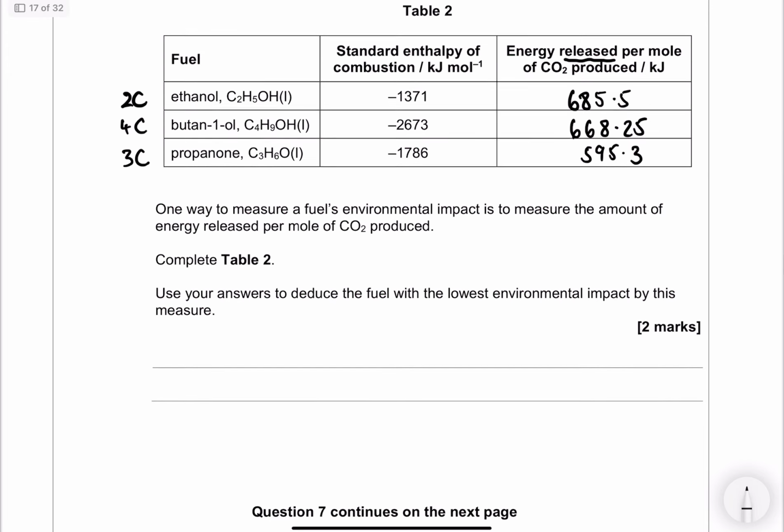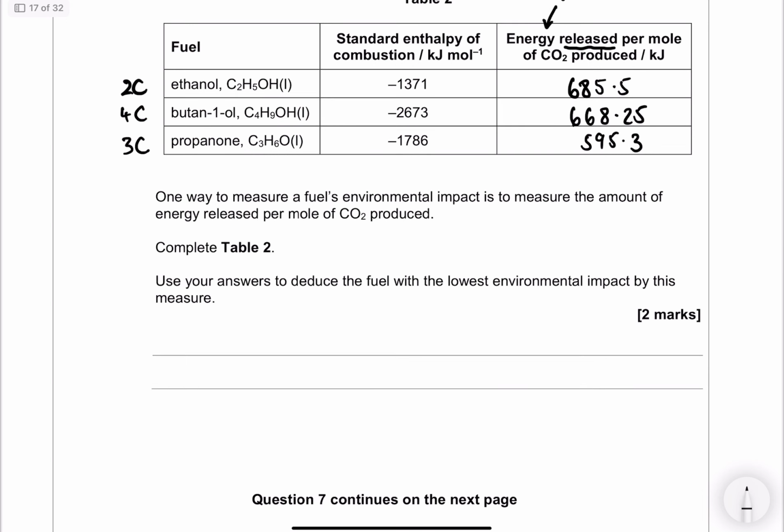It says, use your answers to deduce the fuel with the lowest environmental impact. So we want the one that releases the most energy per mole of CO2, so the one with the highest value, which in this case would be ethanol.